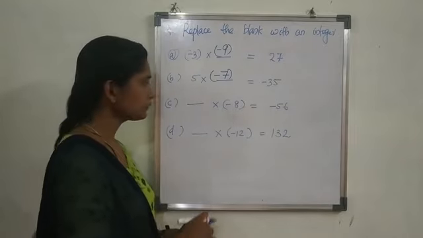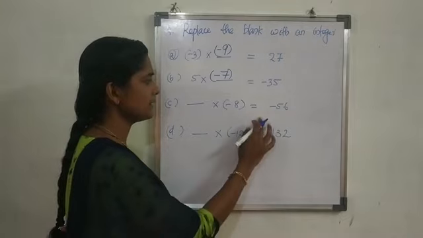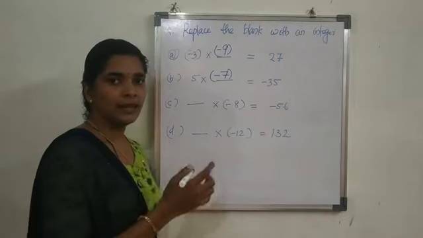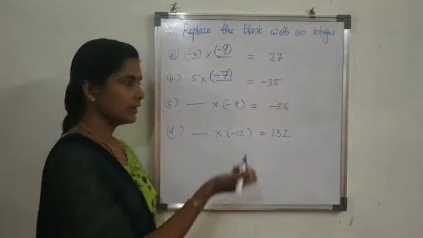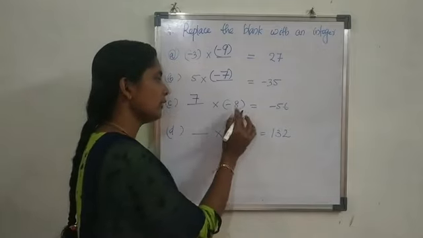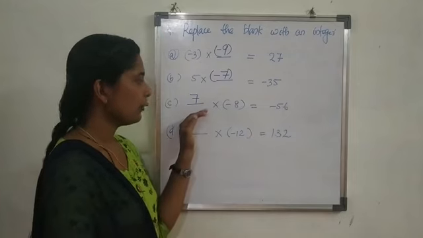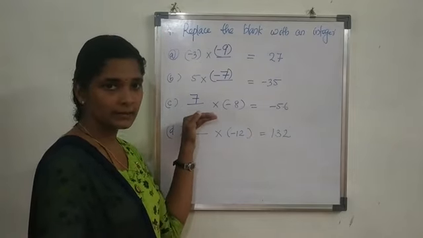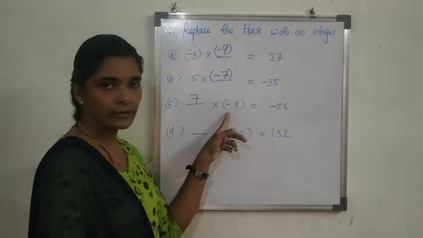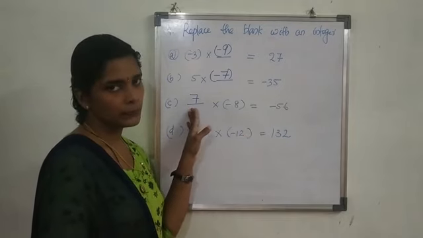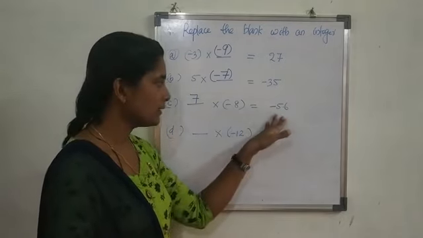Okay. Then dash into minus 8 is equal to minus 56. Dash into 8 is equal to 56. 7 into 8 is equal to 56. Okay. Then check. The answer is negative. Therefore, an odd number of negative integers are there. Already minus 8 is negative. Therefore, 7 is positive. 7 into minus 8 is minus 56.